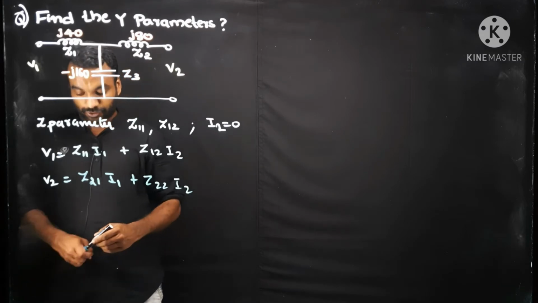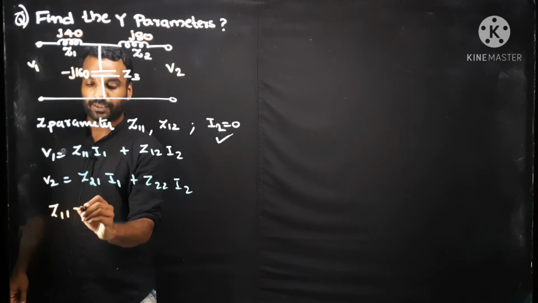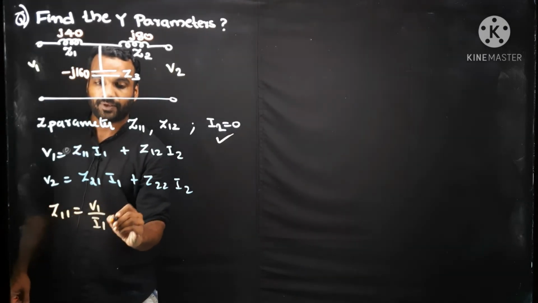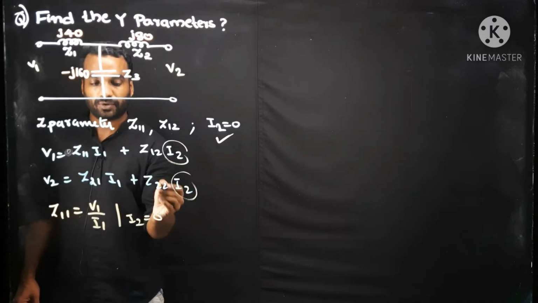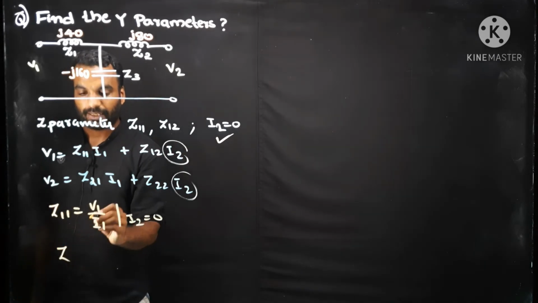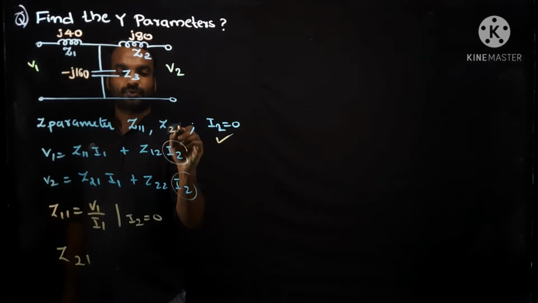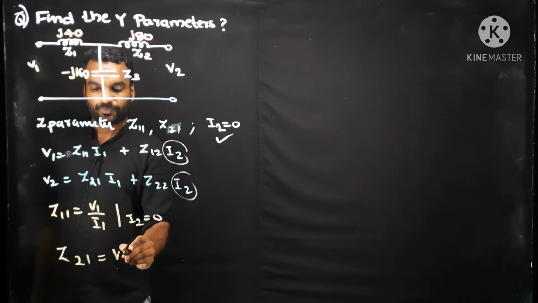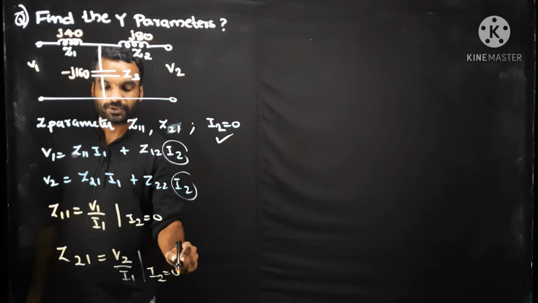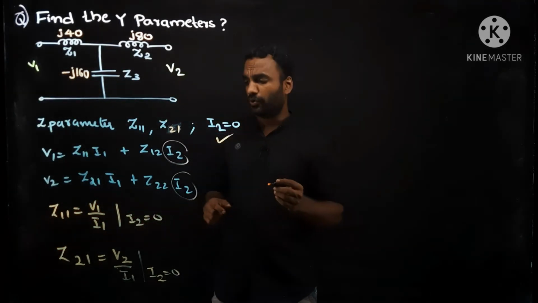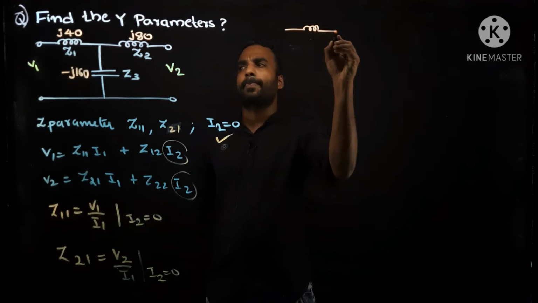If I2 is equal to 0, then Z11 is equal to V1 by I1 with I2 is equal to 0. And in the next step, if I2 is equal to 0, this all will become 0, and Z21 is equal to V2 by I1 when I2 is equal to 0. So these are the two parameters we are initially going to find, Z11 and Z21. Let me draw the equivalent circuit once more.